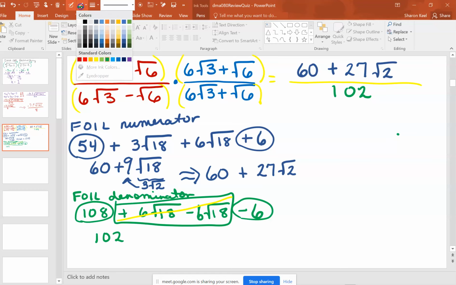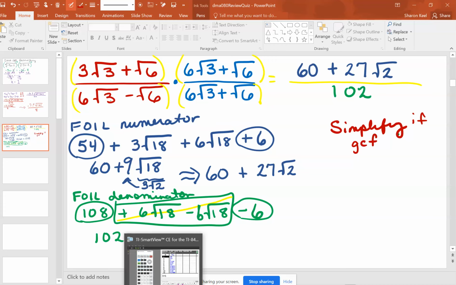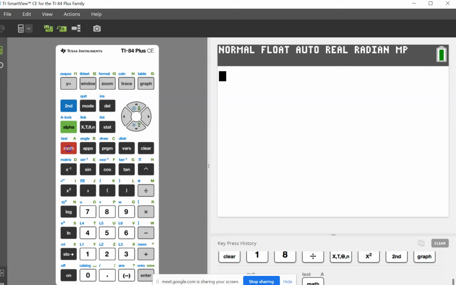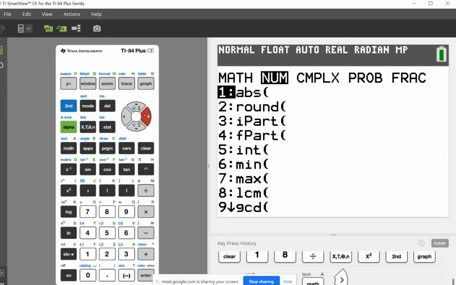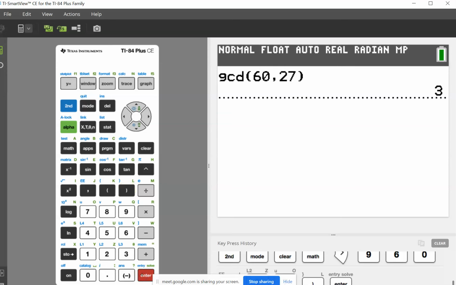Now, what I can do is I can simplify. Let me make the note, simplify if there is a greatest common factor. Our numbers are 60, 27, and 102. So let's review how we find greatest common factors. On the calculator, I'm going to use math. I'm going to go to the right to number, and I'm going to come down to number 9, greatest common factor. I have a 60, comma, and I have a 27. So the greatest common factor for 60 and 27 is going to be a 3.